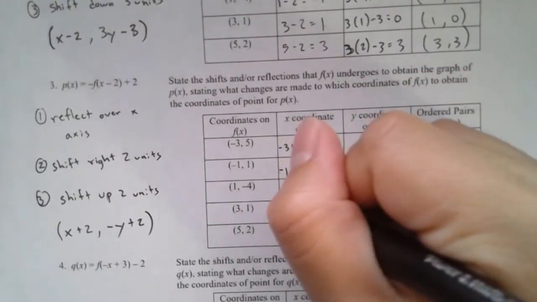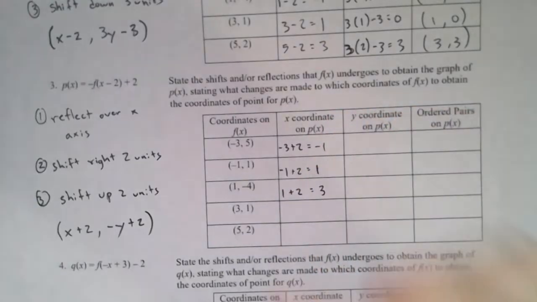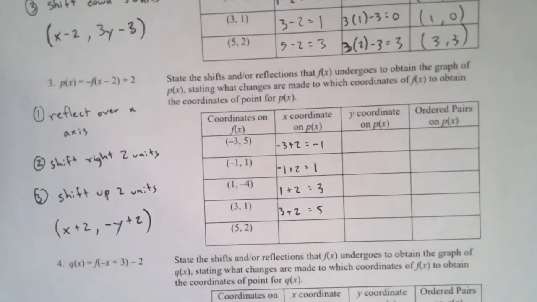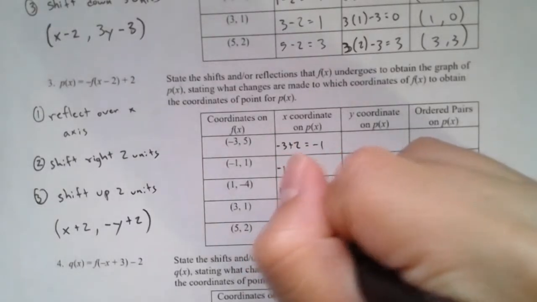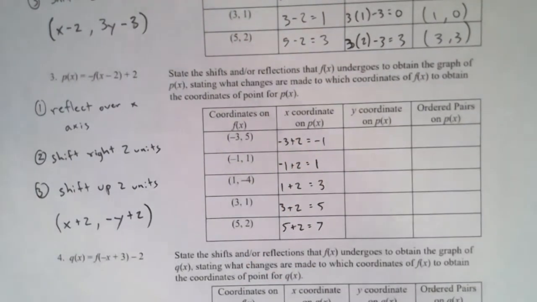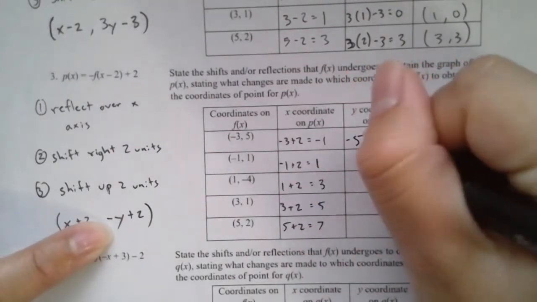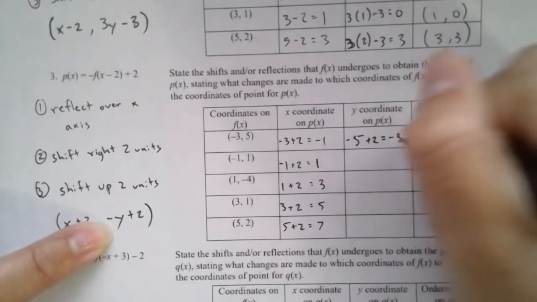1 plus 2, I get 3. 3 plus 2, I get 5. And 5 plus 2, I get 7. For the y's, take each one. Negative 5 plus 2, I get negative 3.